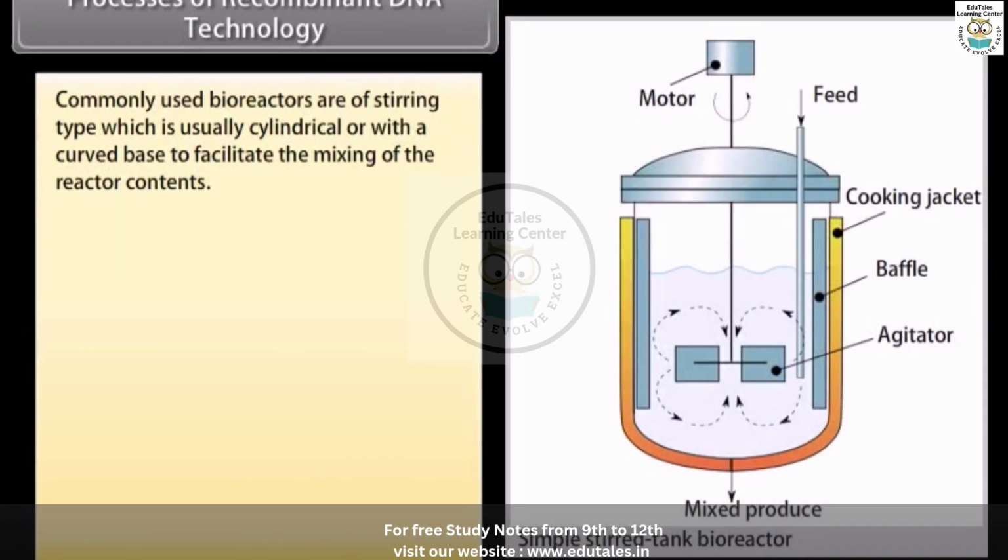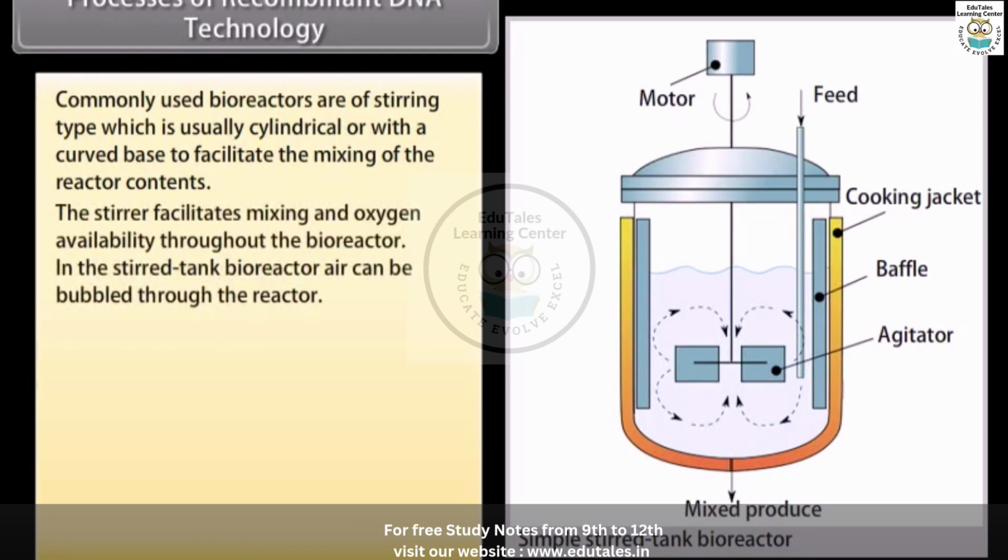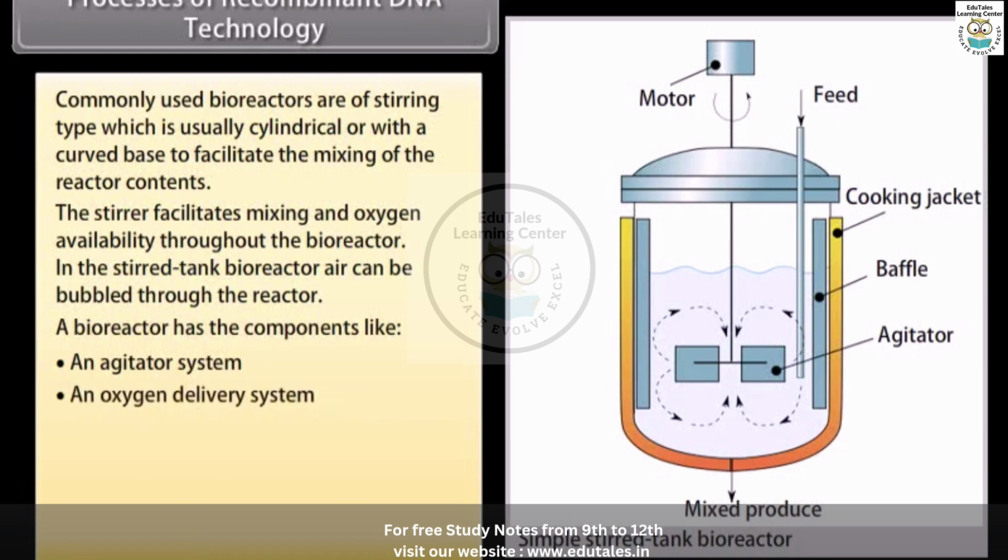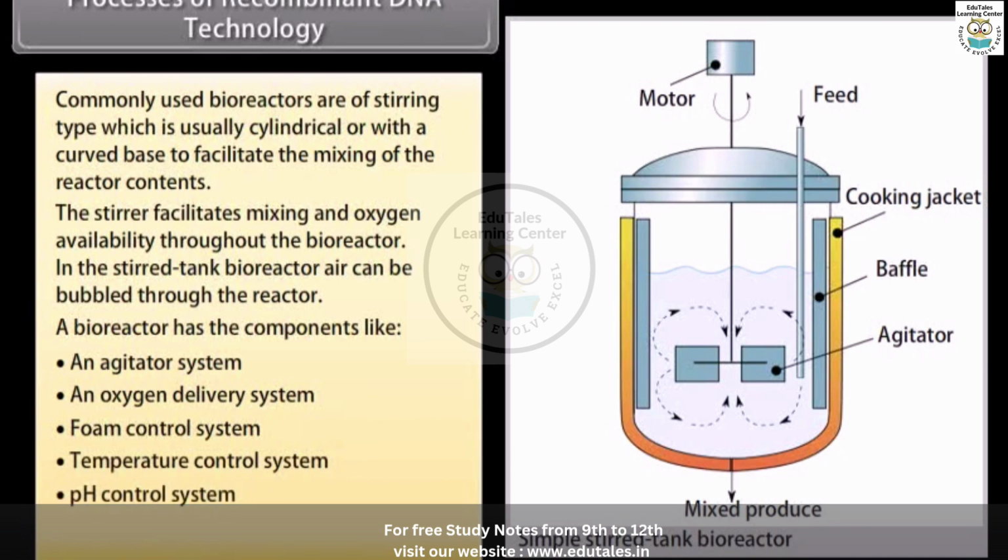Commonly used bioreactors are of stirring type, which is usually cylindrical or with a curved base to facilitate the mixing of the reactor contents. The stirrer facilitates mixing and oxygen availability throughout the bioreactor. In the stirred tank bioreactor, air can be bubbled through the reactor. A bioreactor has the components like an agitator system, an oxygen delivery system, foam control system, temperature control system, pH control system, sampling ports.